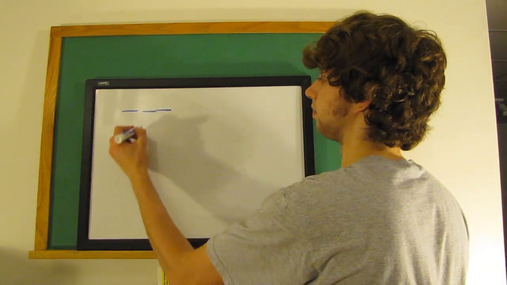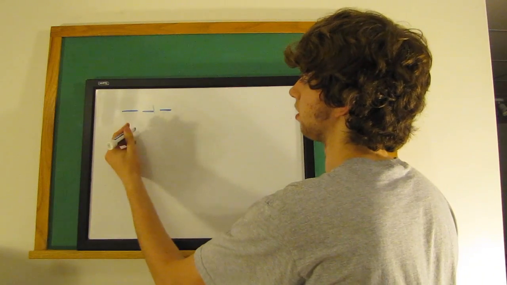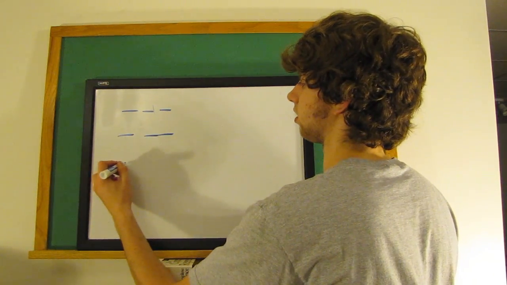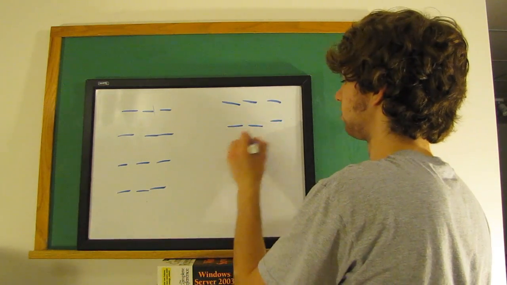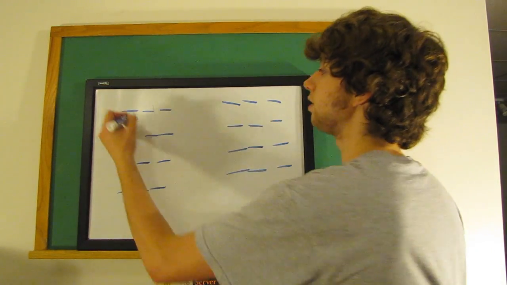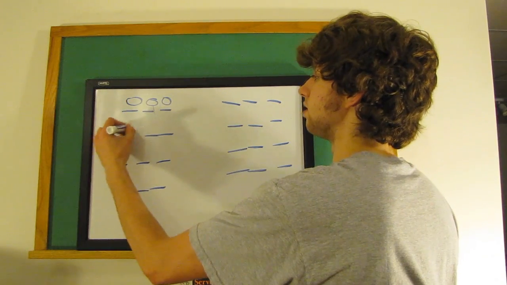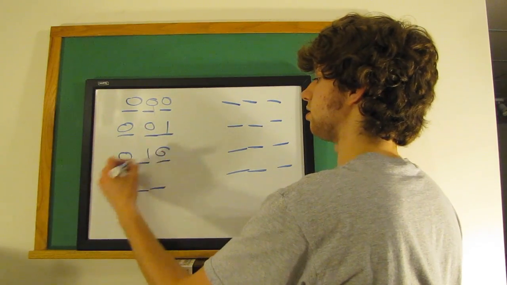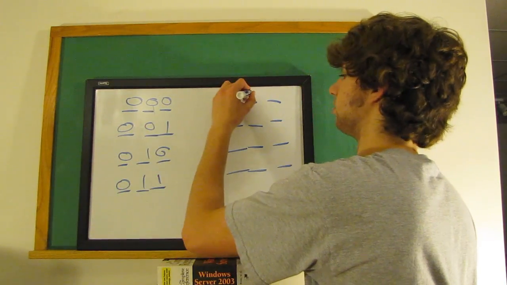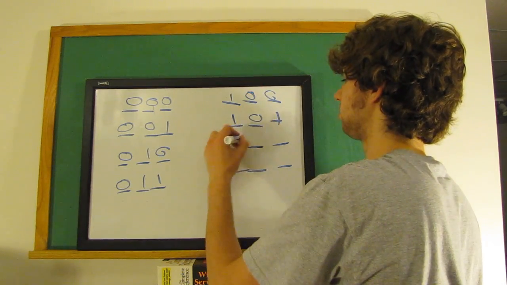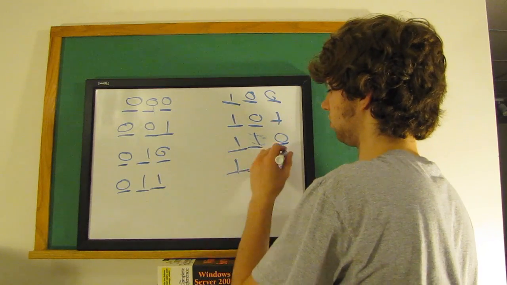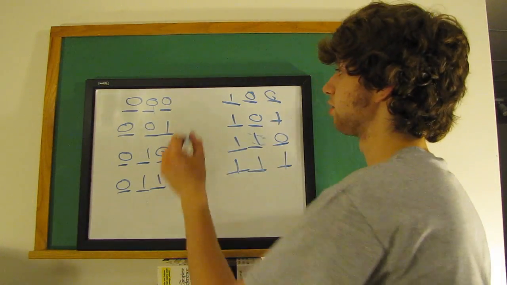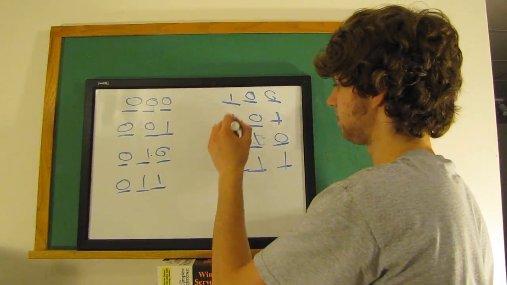So if we are in 3-bit words, and we give all the values, we can get 000, 001, 010, 011, 100, 101, 110, 111. If we're using unsigned, this will give us 0, 1, 2, 3, 4, 5, 6, 7.